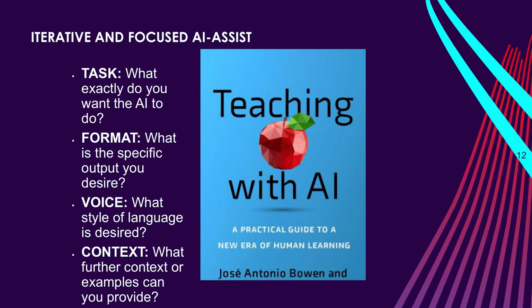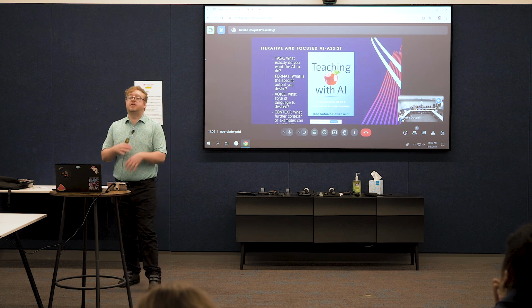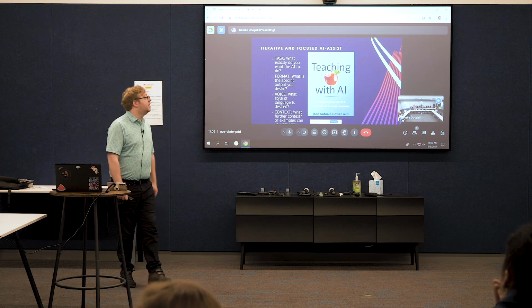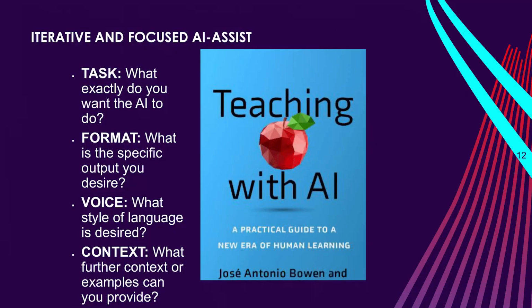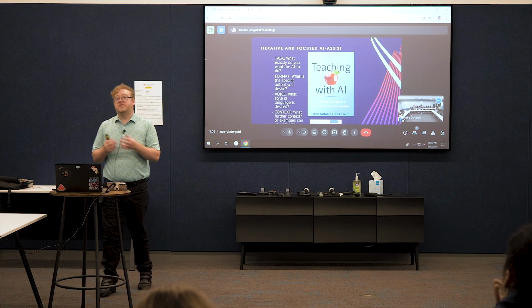In this piece, one thing that I think is really nice to get you thinking about this even a little bit more is there are so many wonderful guides out there about AI prompt building and how to use this more effectively. I'll just plug one that I think is really good: Teaching with AI, a practical guide by Jose Antonio Bowen and Watson. It's a really great book. And one of the things that I really liked from the book, and you can't see it all on here, is that they give you a nice little breakdown on how to make things the most effective.